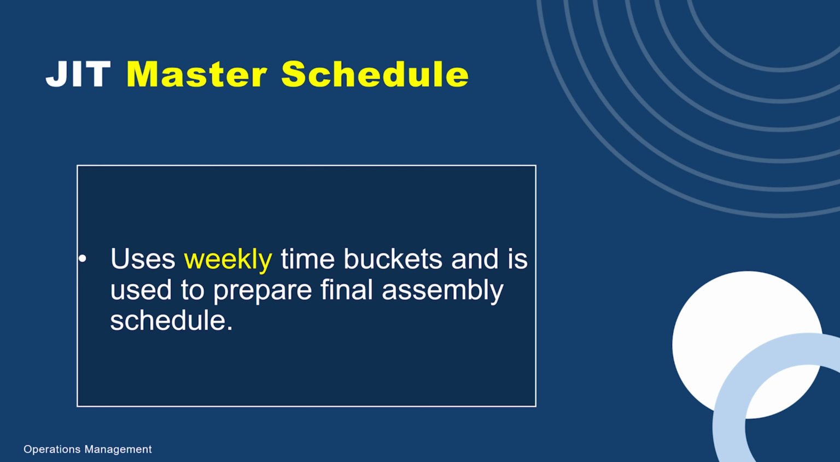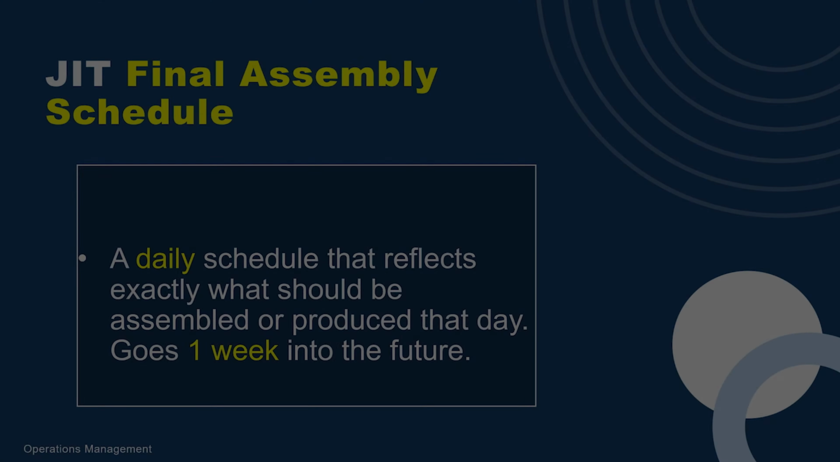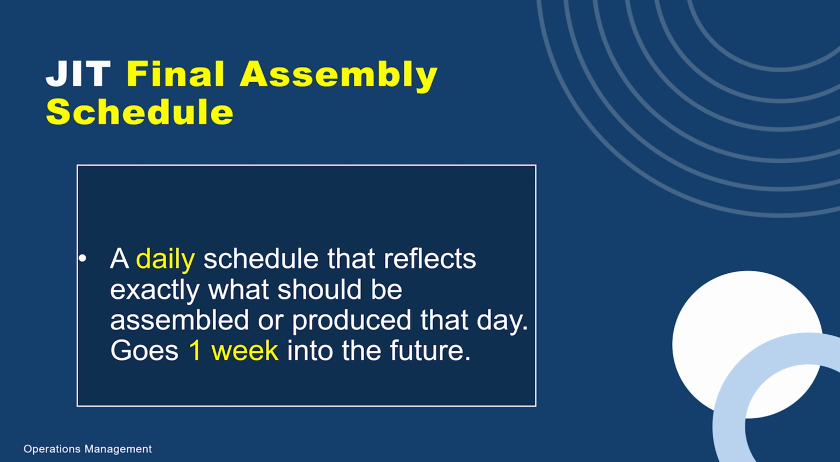You have a master schedule that is probably done in weekly time buckets, and time fences and that type of language still applies in a just-in-time environment. But there is one thing that is unique to just-in-time, and that is what we call the final assembly schedule. So we have the master production schedule, right? That tells us how much, when, and what is going to be produced. And in just-in-time, we use a final assembly schedule. And this is an exact statement of the final products that are to be assembled.